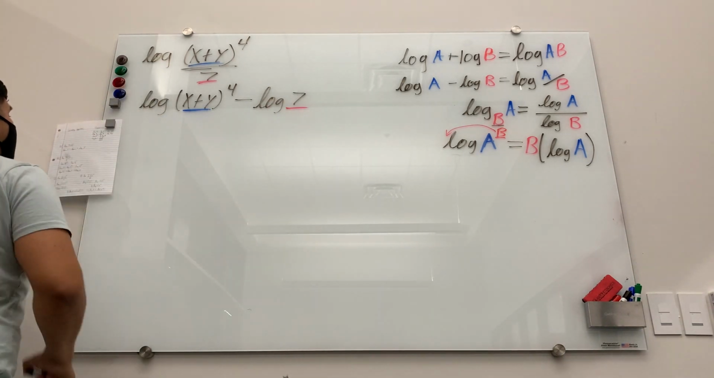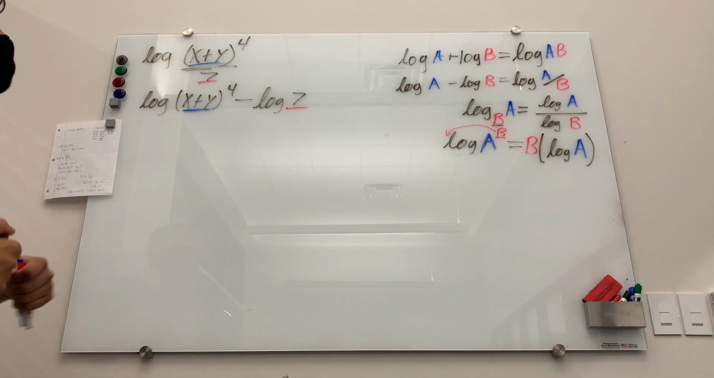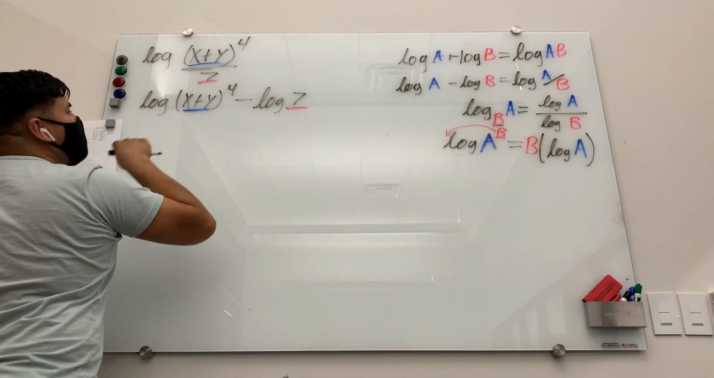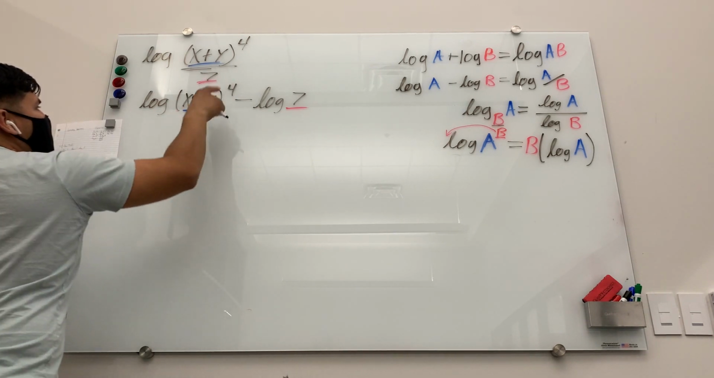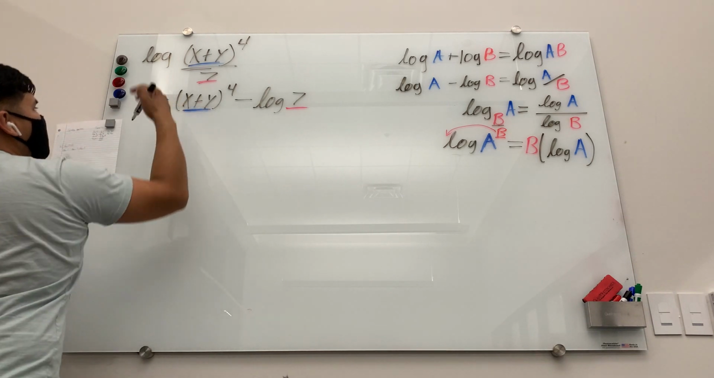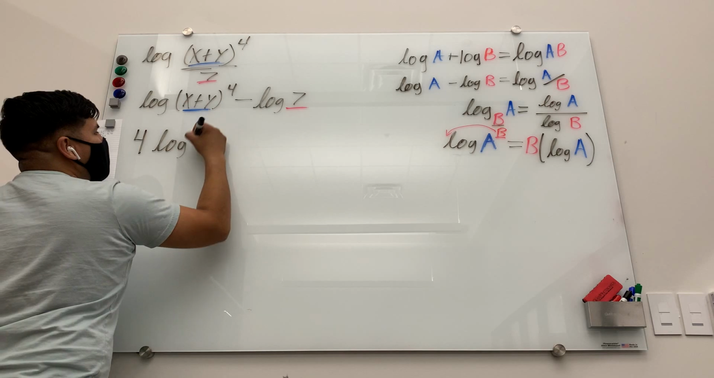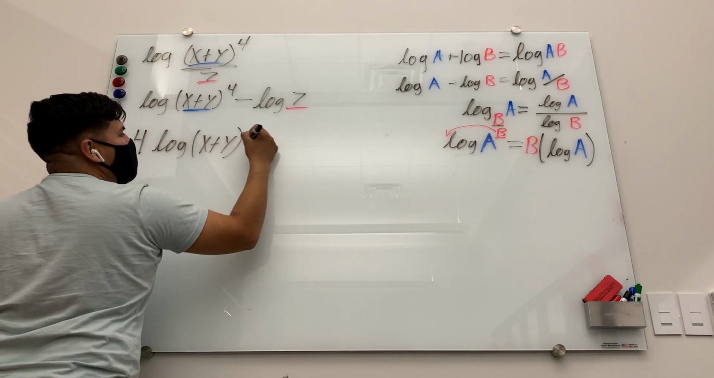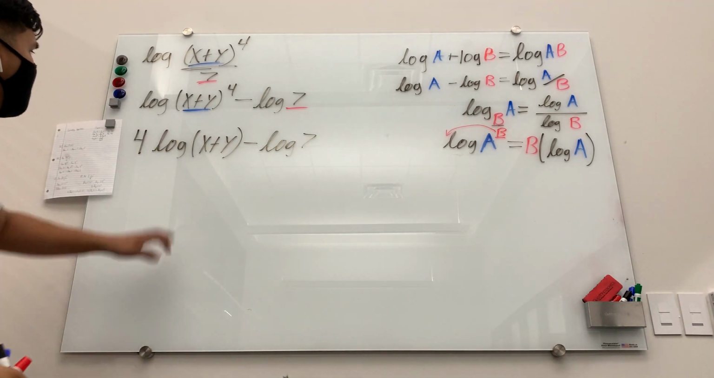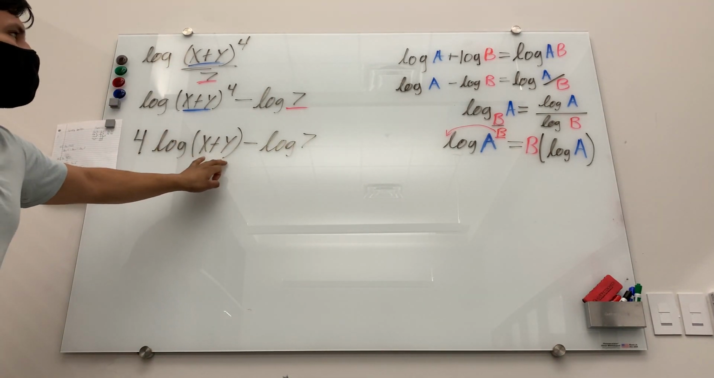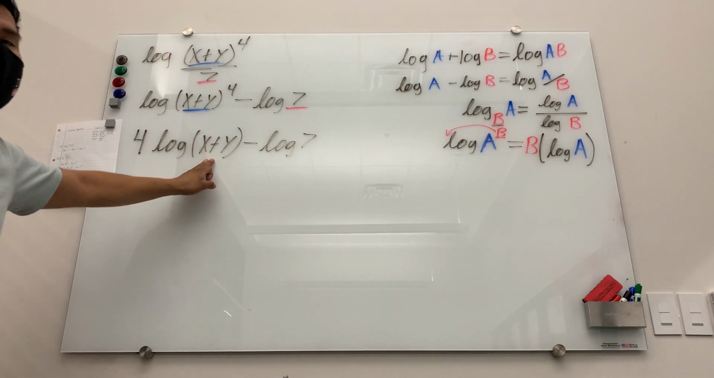Again, the base here is just going to be base 10, which is the implied base. And then looking at this guy right here, we have log of (x plus y) to the fourth. Well, (x plus y) to the fourth, we can actually rewrite this as 4 times log of (x plus y) minus log of 7. Okay, so now we have log of x plus y. Can this be divided, or can this be simplified anymore?